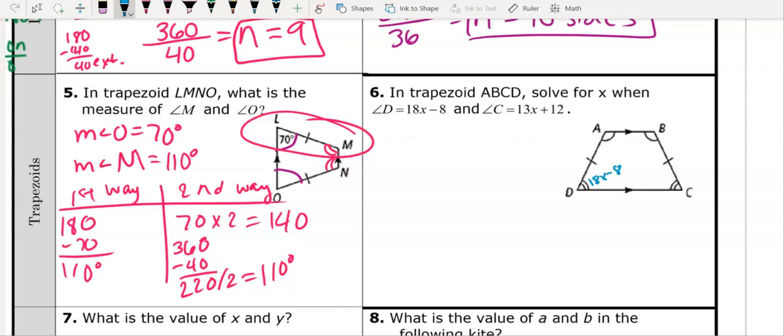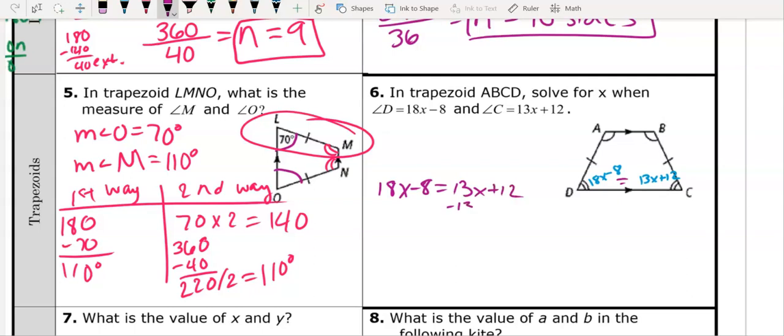And angle C is 13x plus 12. What do we know about these two angles? They're equal, they're congruent. So we're going to say 18x minus 8 equals 13x plus 12.